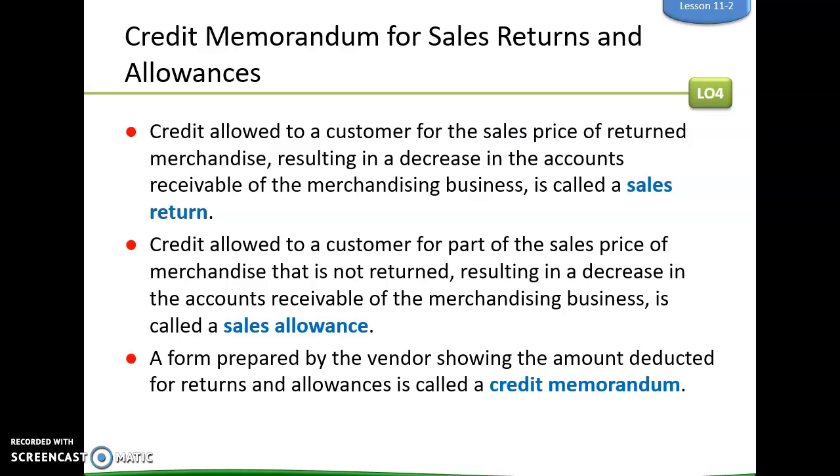So let's talk about credit memorandum and for sales returns and allowances. So credit allowed to a customer for the sales price of returned merchandise, resulting in the decrease in the accounts receivable. So before we talked about accounts payable, so stuff we bought that we're going to have to pay later. Now we're talking about the opposite, so stuff we sold that people are going to buy, because we're talking more on the merchandising side now.